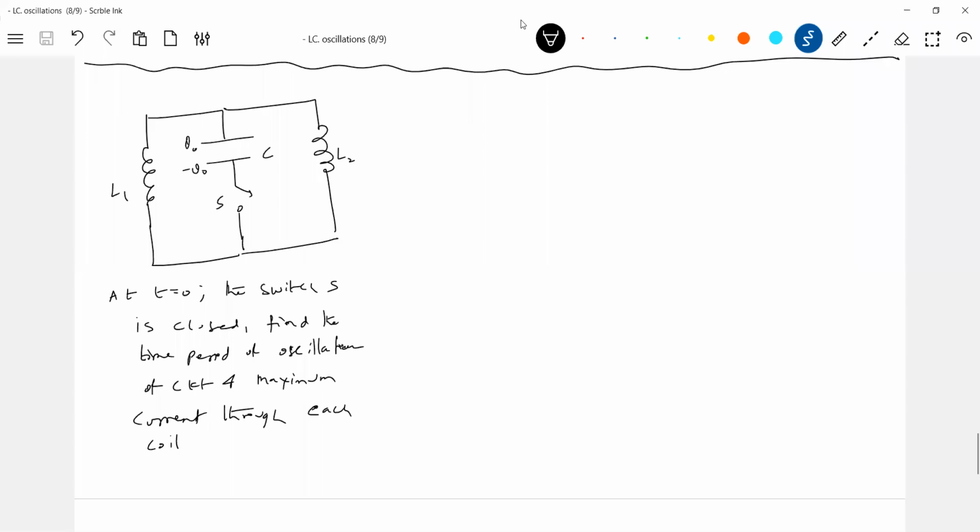Okay, try to see what will happen. Now the capacitor will discharge through both the coils. The capacitor will discharge through both the coils at any time t. Let the charge in the capacitor be Q. Let the currents through the coils be I1, I2. Then write some equation. Then see what you can do.